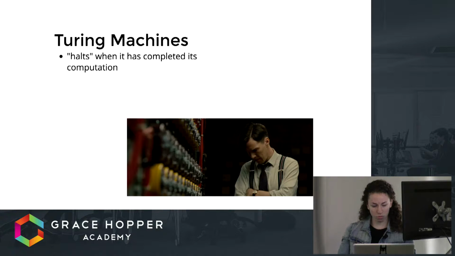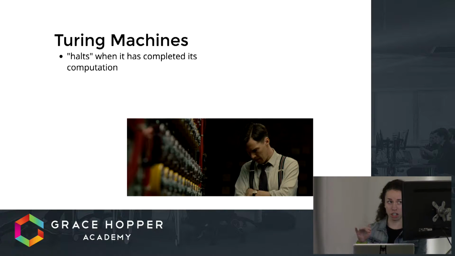So when you feed a Turing machine a problem, it is said to halt when it finds the answer. And in that case, the problem is decidable because it decided on the answer. And if the Turing machine keeps going forever, then the problem is undecidable.